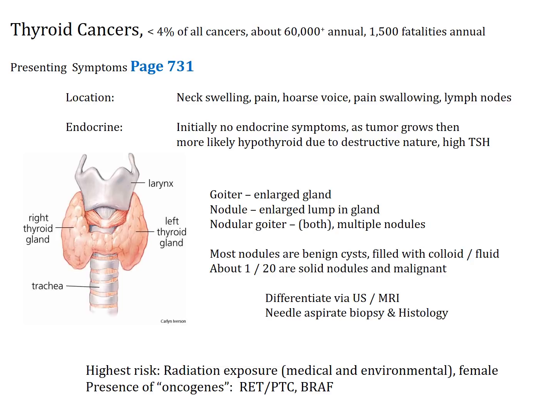Most nodules are benign. They're cysts, filled with fluid and colloid. You can aspirate that fluid and colloid and find out that it has no cancer cells in it, so that would be referred to as a benign nodule. About 1 in 20 of these thyroid nodules are solid, and it's the solid ones that tend to be malignant.